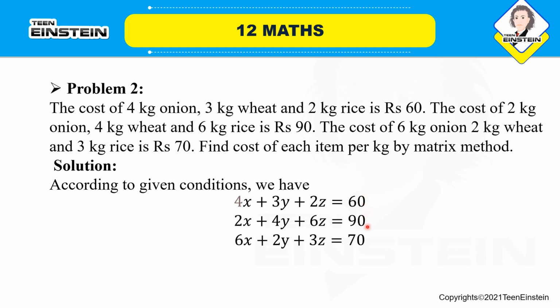So we have three equations in three unknowns. What are the three unknowns? X, Y, Z are the three unknowns. So we are going to find cost of each item. Here there are three items discussed: one is onion, next one is wheat, and the third one is rice. We are going to find the cost of each item per kg using matrix method.